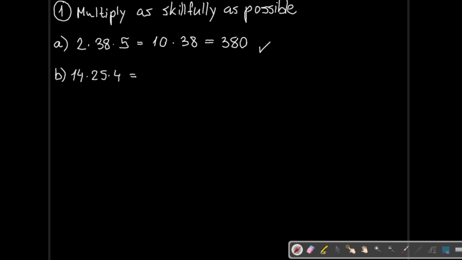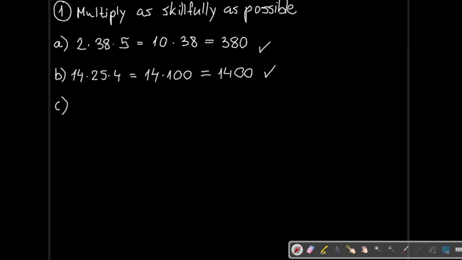So we could again multiply 14 by 25 first, and then multiply that by 4. But as we can see right here, 25 times 4 is 100. So we used the associative property again by multiplying these two numbers here first. That gave us 100, and then we can just add 2 zeros to the number 14. That gives us 1100 as the result.